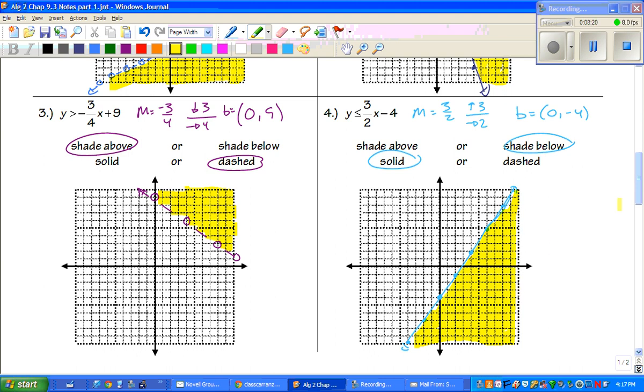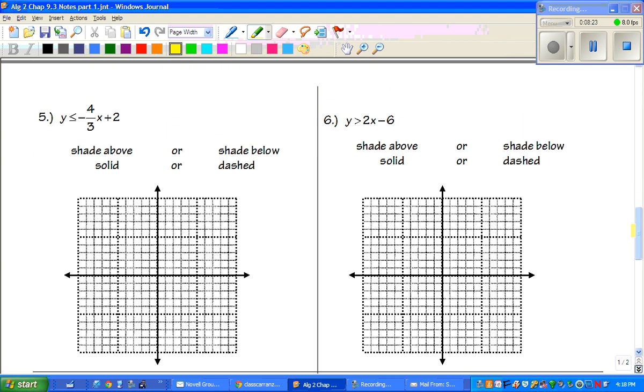All right, go ahead and flip it over. You're going to do these two on yourself, but we're going to start off this number 5. Your slope is negative 4 over 5, which means you go down 4 over 5, and the y-intercept is 0, 2. Why don't you go ahead and circle what you think about shading above or below, and solid or dashed. So number 5 and number 6 are all yours. Go ahead and pause the video, and when you come back on, those answers will be up.